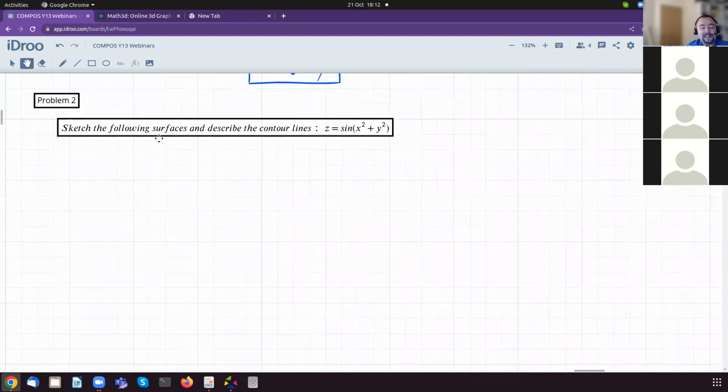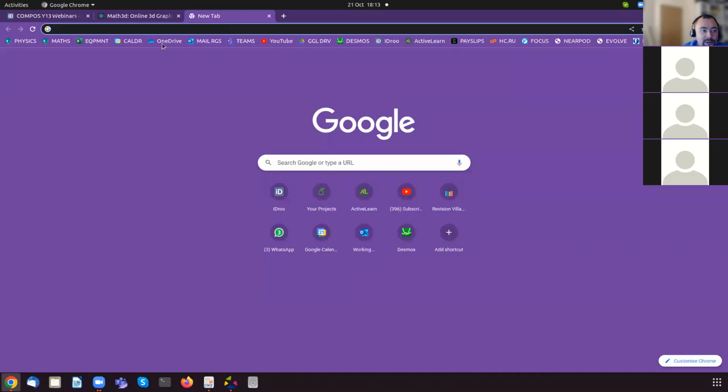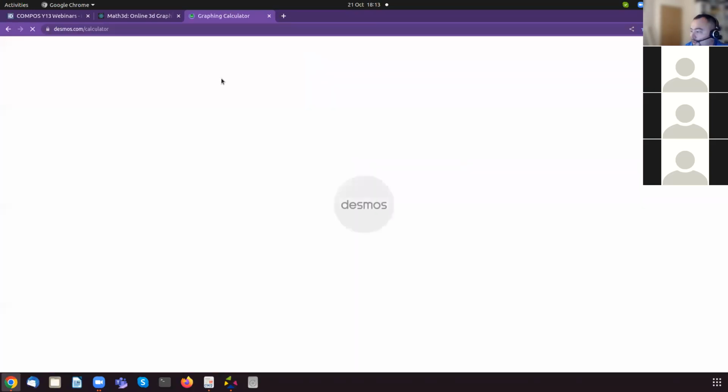Okay, problem 2. Sketch the following surfaces and describe the contour lines. So this is not the easiest question in the world, but to understand what it is, let's set y equal to 0. Then z becomes sine x squared. And it would be useful to draw this graph. So I'll just do a quick sketch.